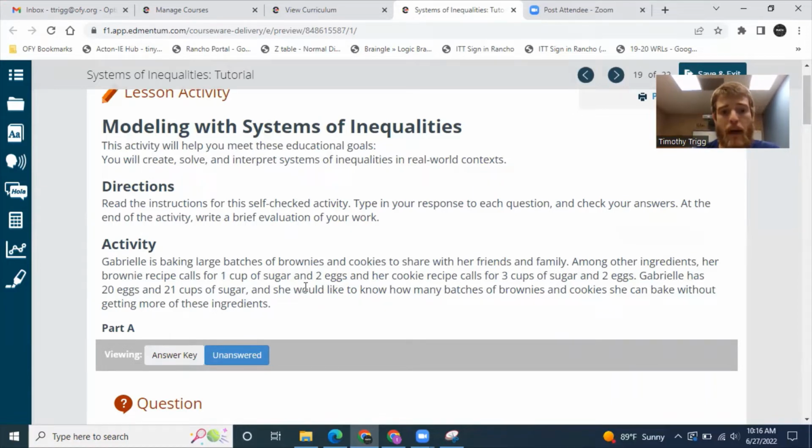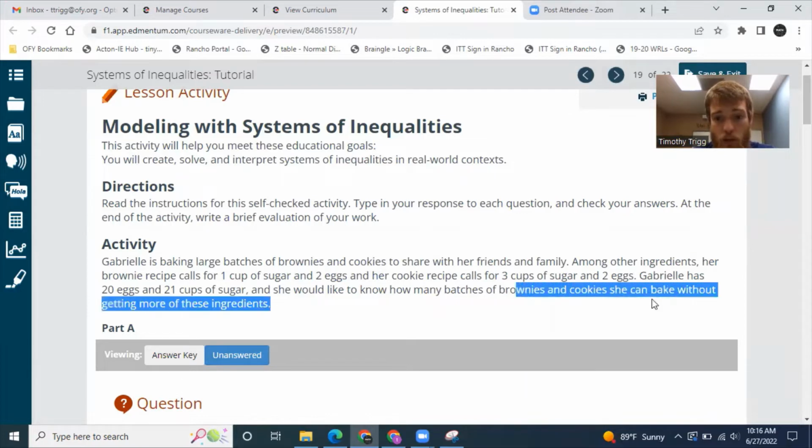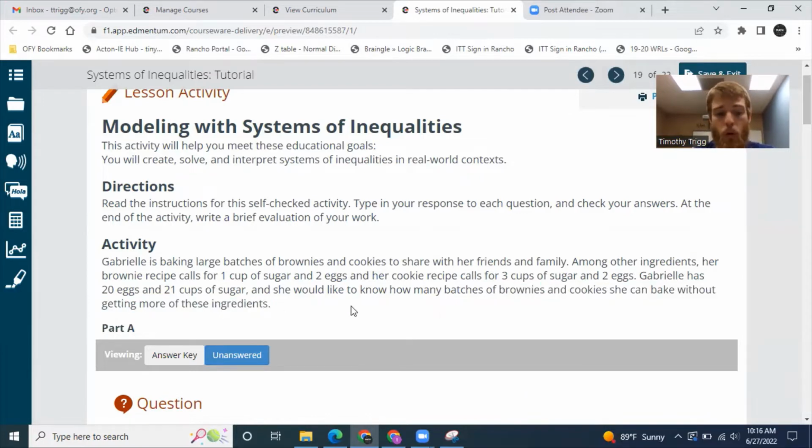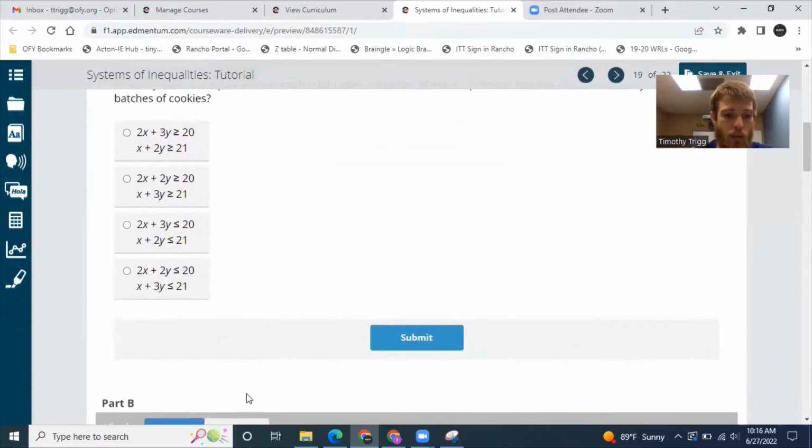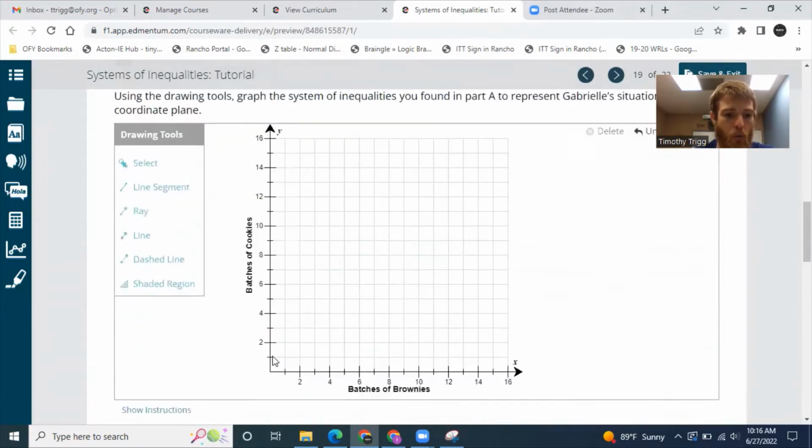Gabrielle is baking large batches of brownies and cookies to share with her friends and family. Among other ingredients, her brownie recipe calls for 1 cup of sugar, 2 eggs, and her cookie recipe calls for 3 cups of sugar, 2 eggs. Gabrielle has 20 eggs and 21 cups of sugar, and she would like to know how many batches of brownies and cookies she can make without getting more ingredients. Okay, she doesn't want to go back to the store and get more sugar or more eggs.